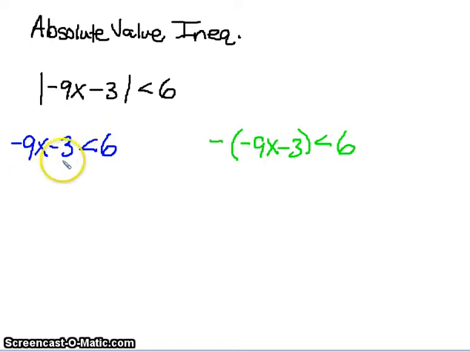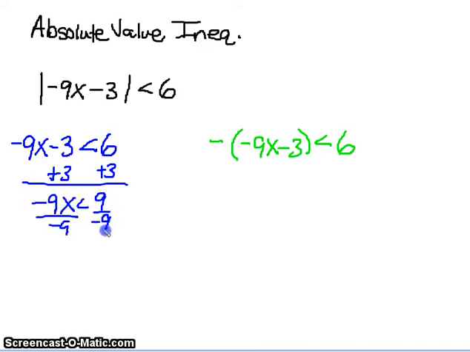6. To solve our first equation, we are going to add 3 to both sides, and we get negative 9x is less than 9. Divide both sides by negative 9, and we get x is greater than negative 1. If you remember, when you divide by a negative, you must flip an inequality sign.